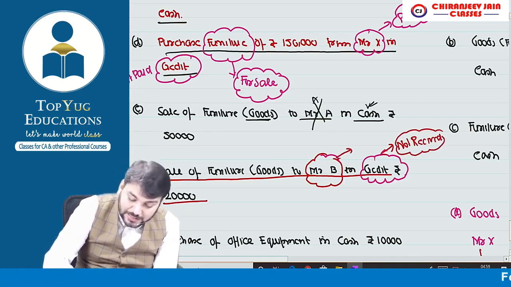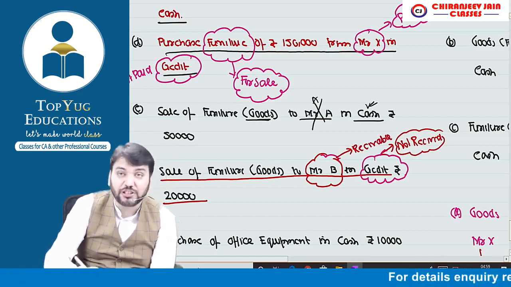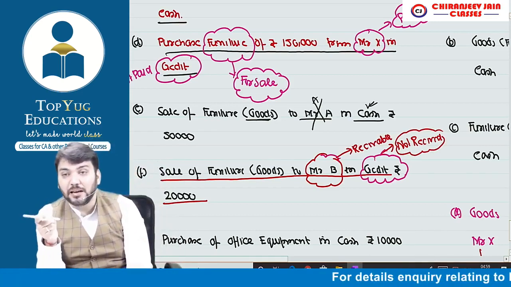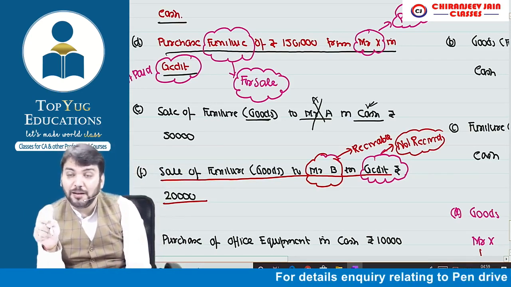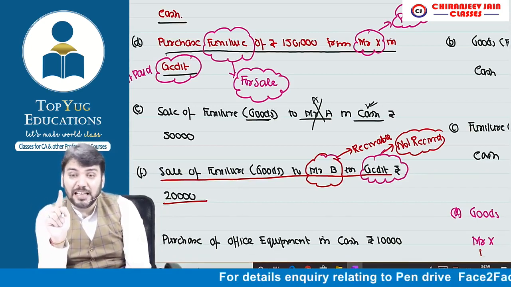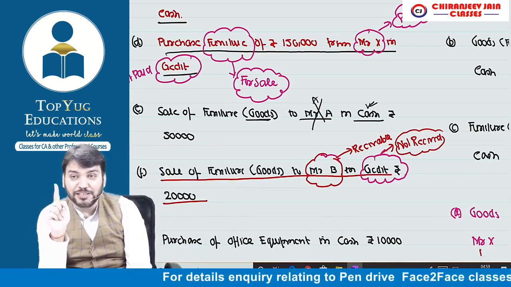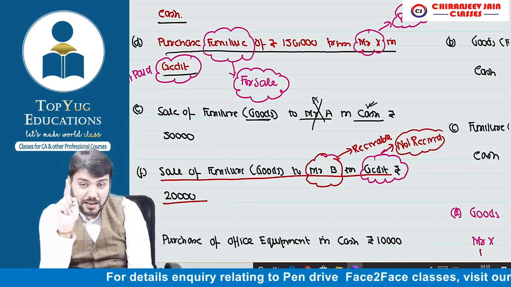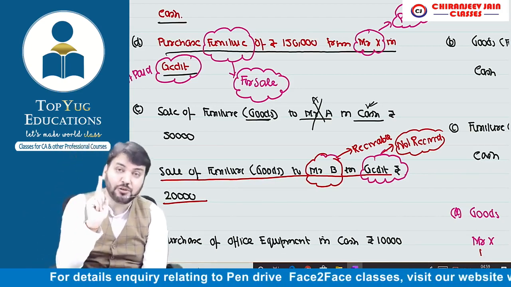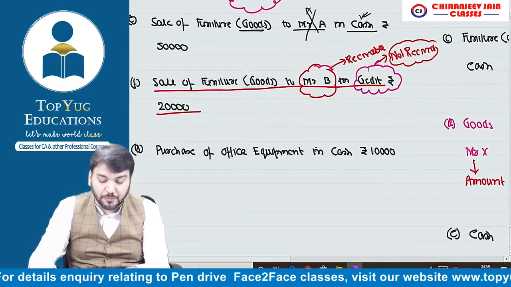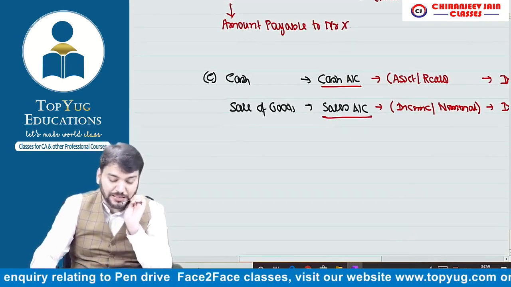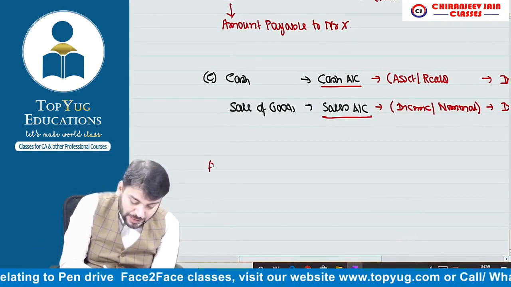So can I say it is receivable from Mr. B? So we need to open Mr. B account. Amount receivable from Mr. B is an asset. Amount receivable from any person is an asset. Correct, Arvind? But we need to open Mr. B account. And for sale of goods, we'll open sales account. Correct?